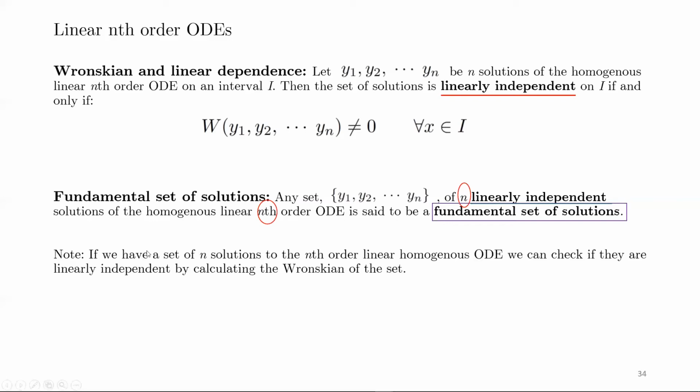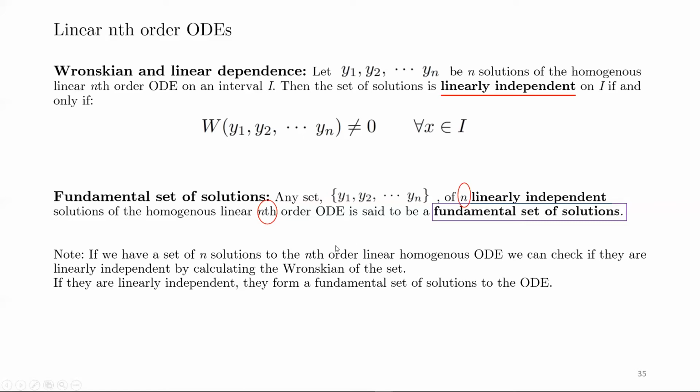Okay, if we have a set of n solutions to the nth order linear homogeneous ODE, we can check if they are linearly independent by calculating the Wronskian of this set of solutions. If they are linearly independent, they form a fundamental set of solutions to the ODE.